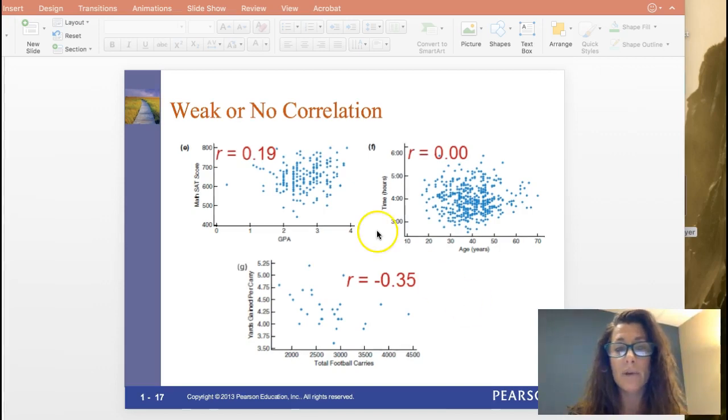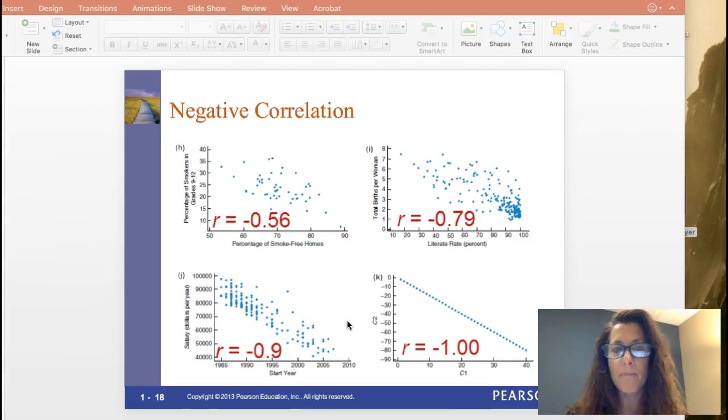Here are weak correlations, or no correlation. This could be considered positive, but really a 0.19 correlation coefficient tells you that you really don't have an association. This is absolutely no association when it's 0. And negative 0.35, this might be a negative trend, but in all honesty, it's very weak. And here's some more, I should say stronger negative correlations. In this case, you have a negative 0.56, negative 0.79, negative 0.9, and obviously when you're at negative 1, you have a straight line. Okay.